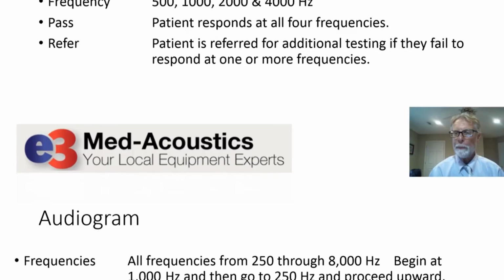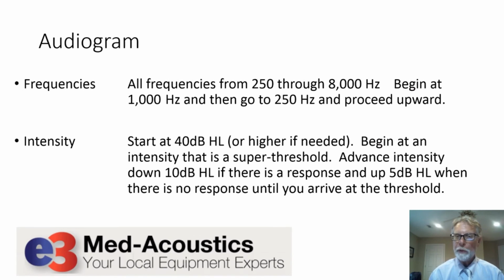Now we'll talk about a more detailed test, and that would be to actually come up with an audiogram. Now we're going to test all the frequencies from a low of 250 typically through 8,000. Okay, and we would begin at 1,000 rather than 250. Why? Because it's easier for the human ear to hear frequencies in the middle of the frequency range rather than the low end or the high end.